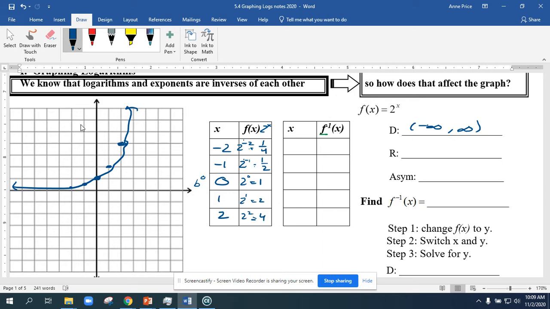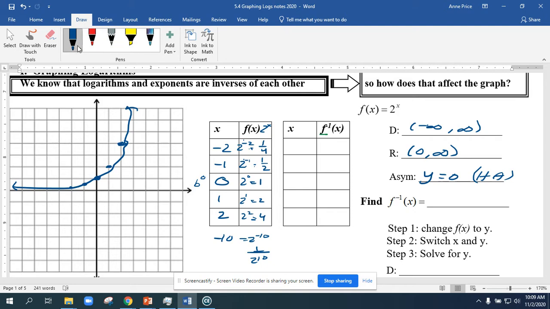So even if I plugged in a negative integer like, let's say, negative 10, that's going to be 2 to the negative 10, which is 1 over 2 to the 10th. Well, that denominator is growing without bound, so it's going to get very, very close to 0 without equaling 0. So the range is 0 to infinity. So we have a horizontal asymptote at 0. The asymptote is y equals 0, so it's a horizontal asymptote. Okay, that's all for our exponential function.